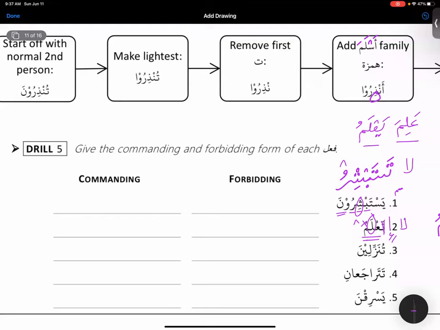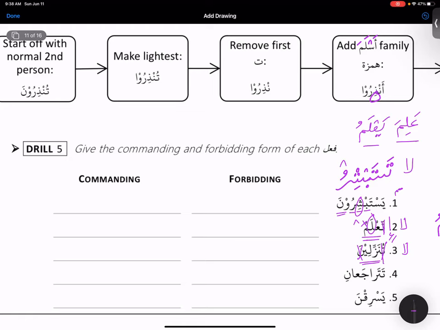Okay, next one. Tunazzilina. First of all, Madi or Mudari? Mudari, anti. Tunazzilina, right? So this is anti. Now, how can we turn that into forbidding? La tunazzili. So we need to drop this noon. Simple. Now Amar should be only nazzili. Exactly. It's very easy to make.